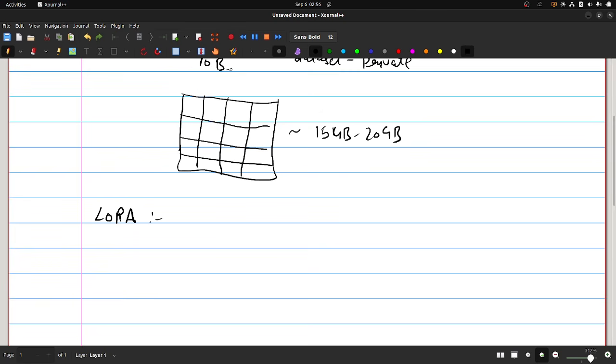LoRA means low rank adaptation. We will discuss it more in the next few minutes. So basically when you do the full fine-tuning, like we were talking about in this picture, this is the case of full fine-tuning.